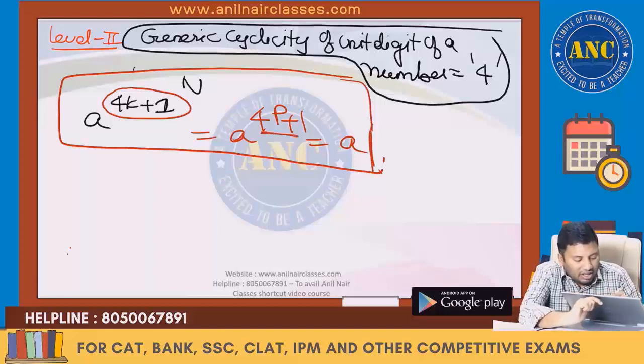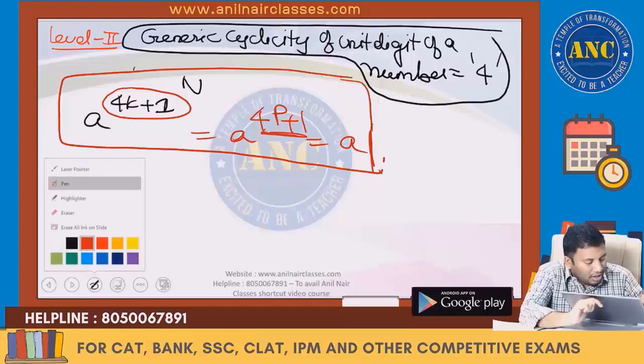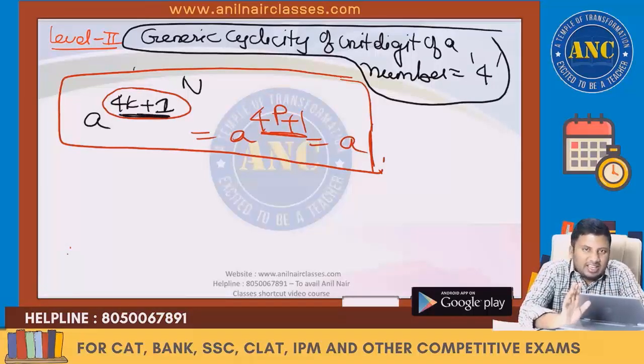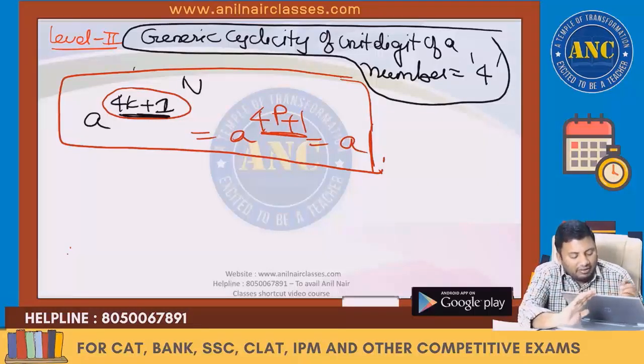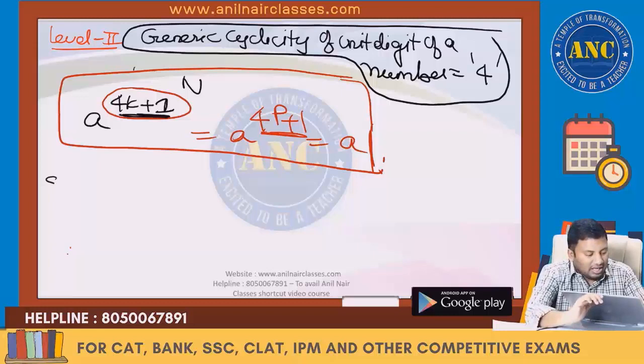How did we get these 4p plus 1? I am dividing these 4k plus 1 by 4. 4k is divisible by 4. 1 power any number when you divide by 4, 1 divided by 4, it is 1. Any number when divided by 4, remainder 1 is 4p plus 1. a power 4p plus 1 is a.